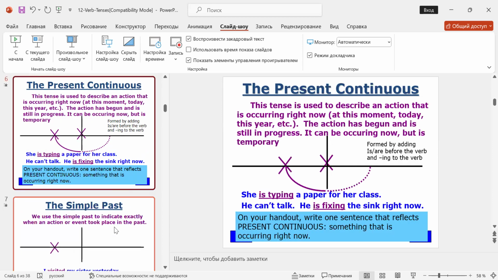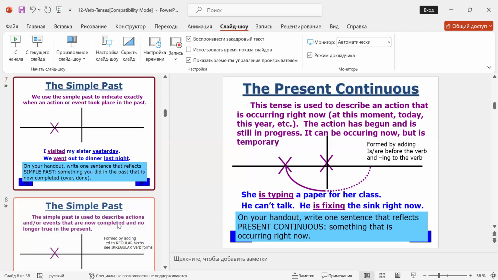And now it's time to use the present continuous. This tense is used to describe an action that is occurring right now. It's a moment, today, and this year. The action has begun and is still in progress. It can be occurring now, but it's temporary. She's typing a paper for her class. He can't talk. He's fixing the sink right now.